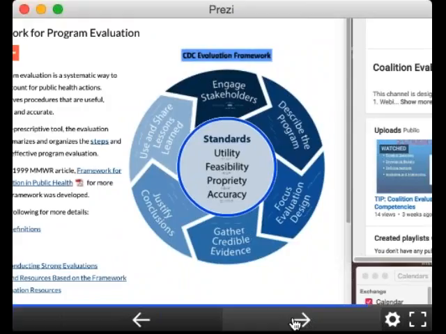So given all these are all the steps then. We've gone through all of them, and we see that some of them are more amenable to what a coalition currently does. Some of them seem to require specialized skill sets.